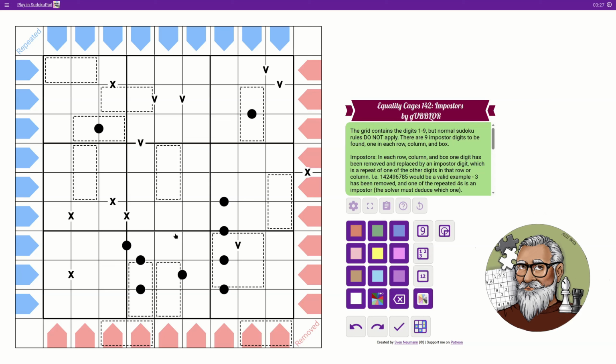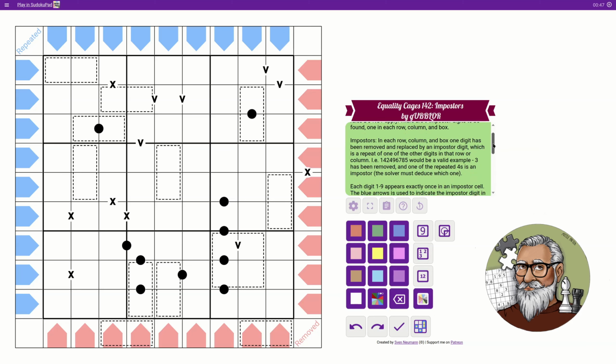Right, let's read the rules. The grid contains the digits 1 to 9. But normal Sudoku rules do not apply. There are 9 imposter digits to be found, 1 in each row, column, and box. Imposters. In each row, column, and box, 1 digit has been removed and replaced by an imposter digit, which is a repeat of one of the other digits in that row or column.